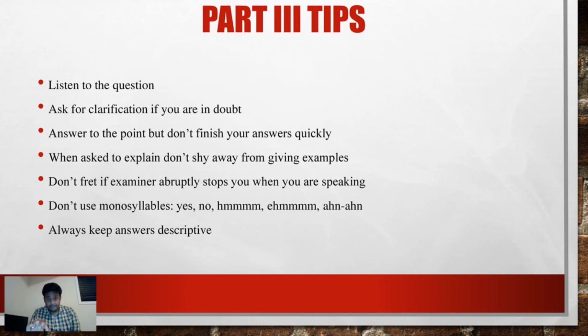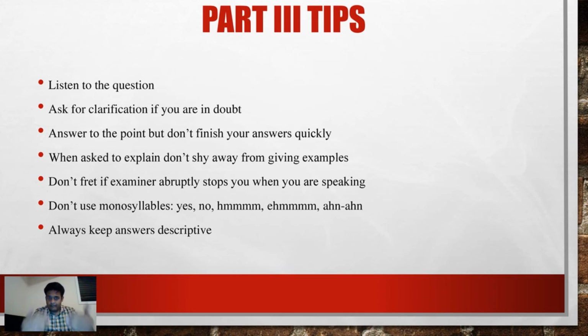Answer to the point. That means you need to address the question that is to be answered. You need to answer to the point, but be descriptive. Don't finish your answers quickly. Don't give one-word or two-word answers. It's not going to work.